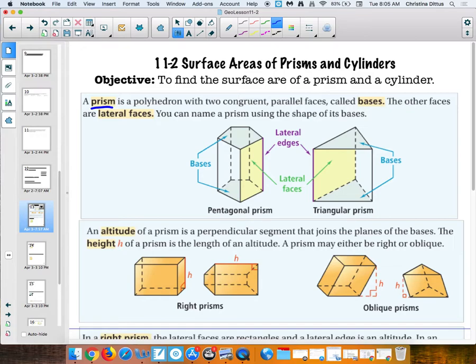Your pyramids have that pointy top, like you looked at in that pink sheet. Prisms have two congruent bases, and then our lateral area that we'll look at today. Your other faces are called laterals. The laterals are the things that are not your bases. So if your bases are your top and bottom, your lateral is what makes it tall, or if you're looking at it lengthwise, it's what gives it the depth.